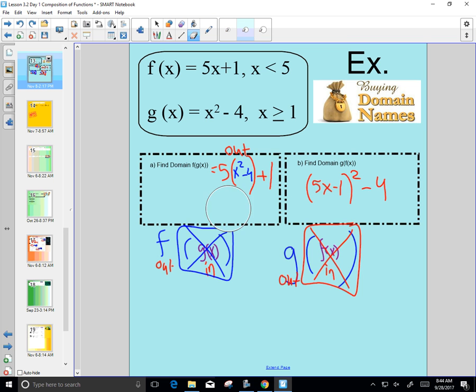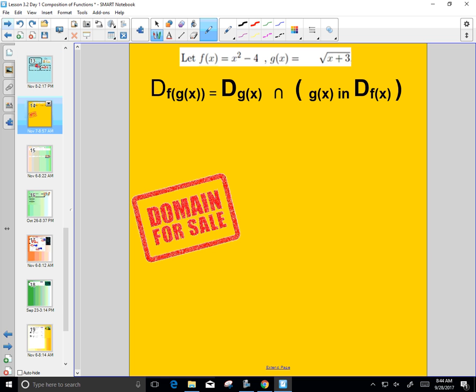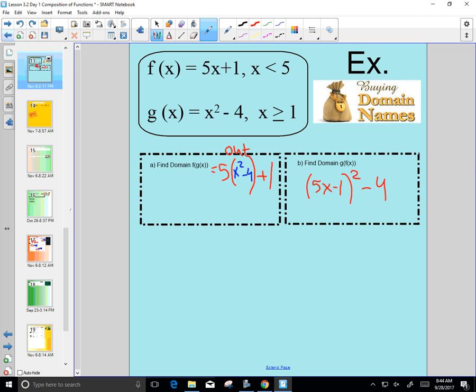Domain, not so easy, but we can do it. What you're going to do for figuring these out is you're going to define the domain. You're going to take the domain of the inside and intersect it with the domain of the outside, which in this case is f, with g of x plugged in.